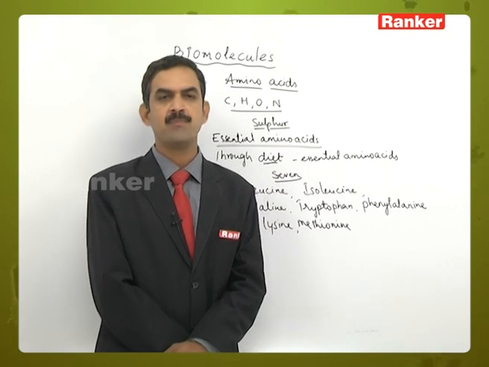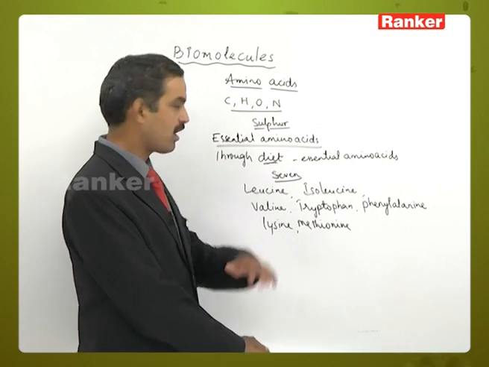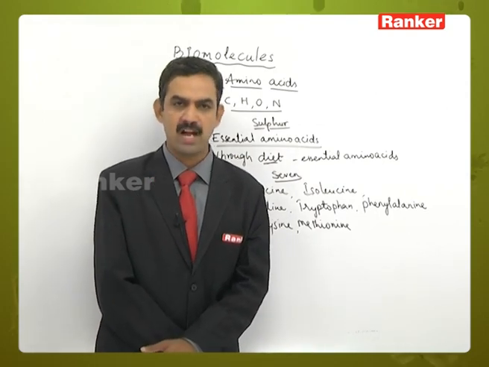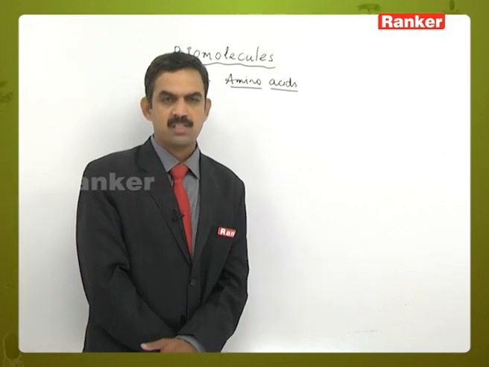Those are called semi-essential amino acids. But apart from these 7, the remaining are all considered non-essential amino acids. And what is the purpose and function of these amino acids?